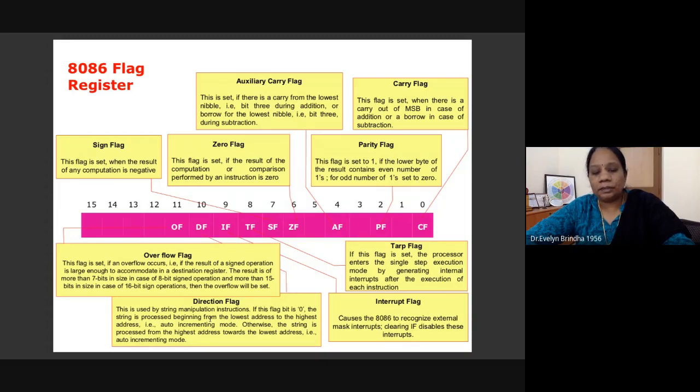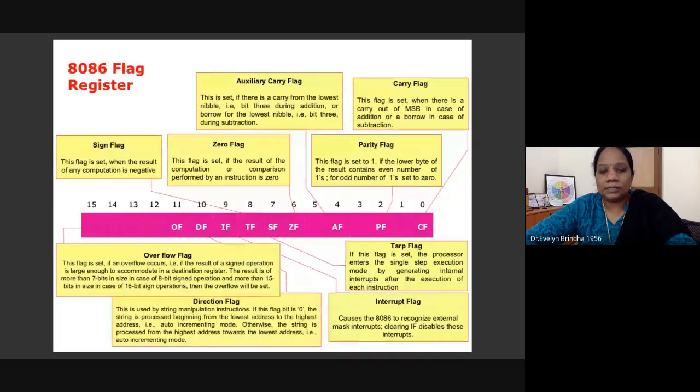Okay, suppose the string is HAPPY. If it is 0, it is from the lowest to highest. So YPPAH, that is the order in which the string will be processed. If the direction bit is equal to 1, then it will be processed from the highest. So HAPPY. Got it? So that is the use of direction flag.